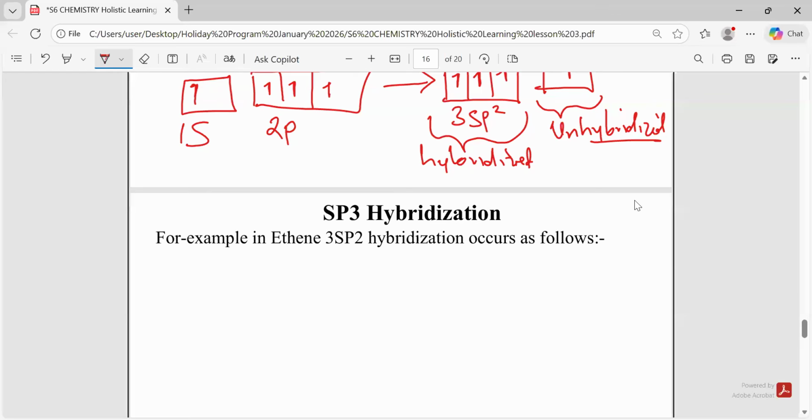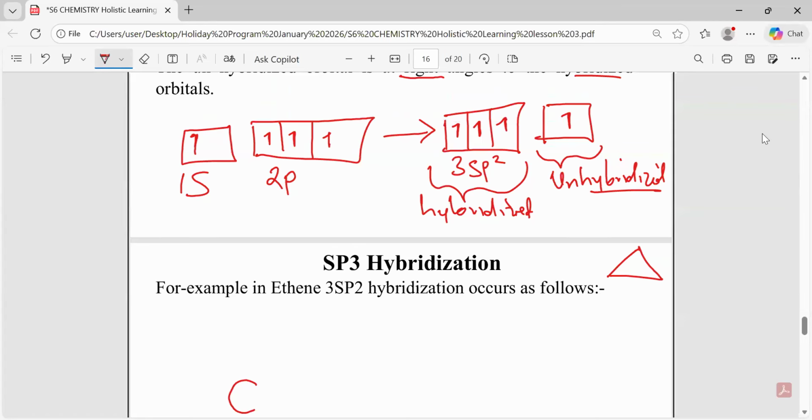A triangle, I believe you know that a triangle is like this, isn't it? So when you say a triangular planar, it is something which is like a triangle. So we are going to have a carbon. I want to start with the hybridized orbitals. You recall they are how many? 3. And they are arranged in what?